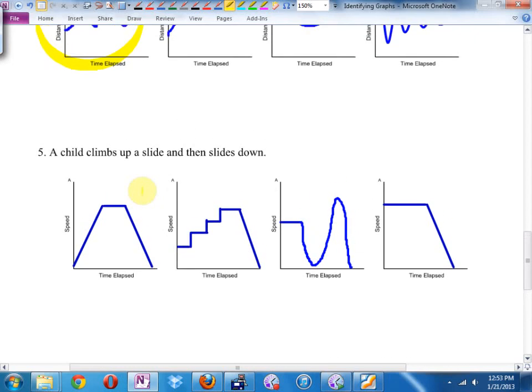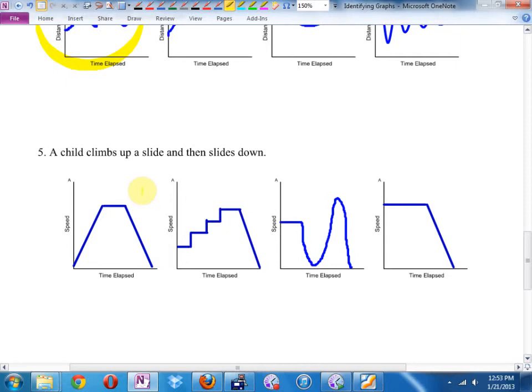Child climbs up the ladder of a slide and then slides down. Now, hopefully by now, most of you have been burned enough that you're skeptical of graph 2, even though it looks just like a slide. Think very carefully before you choose that one. Don't fall into that trap, unless maybe it is. You ready? Oh, and we're graphing speed versus time. So not height versus time, speed versus time.